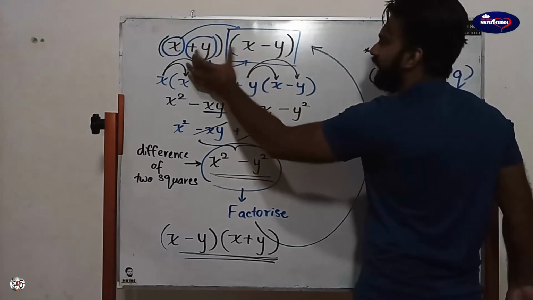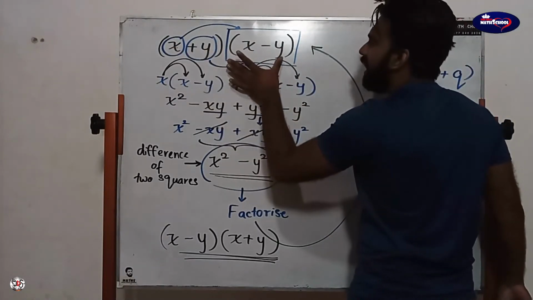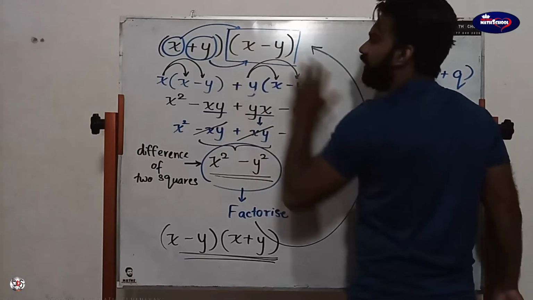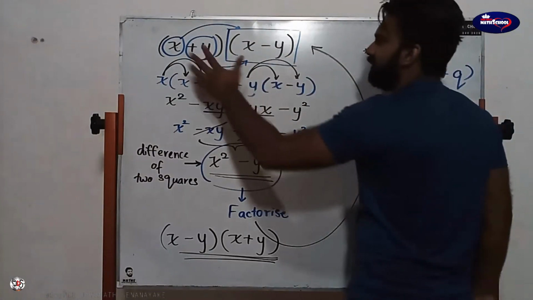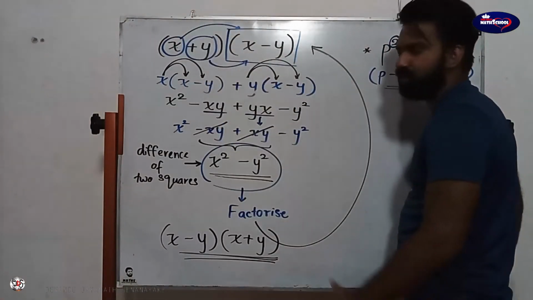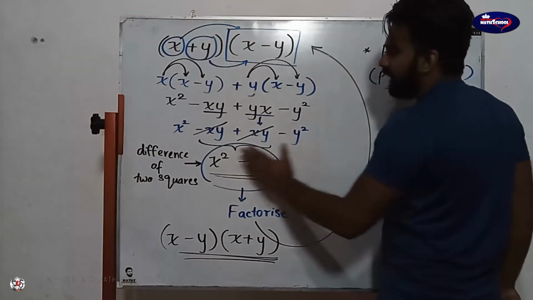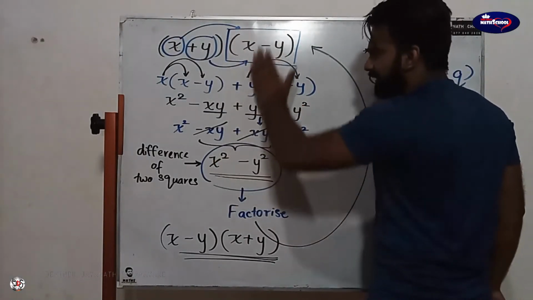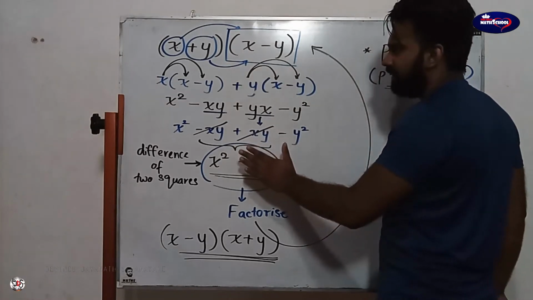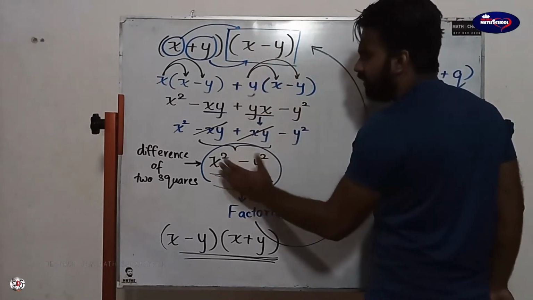When they ask to factorize, we should write them as a product of some factors. Factors means writing it as a product. So here the two factors, we can obtain it like this. So nothing to do. This is the theory. This is how we are going to obtain this.